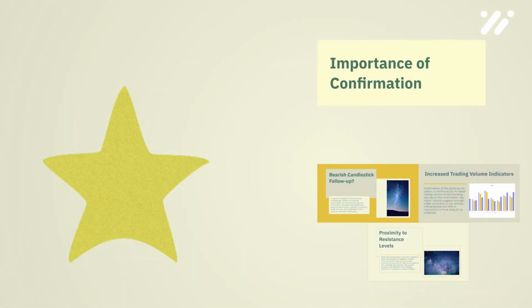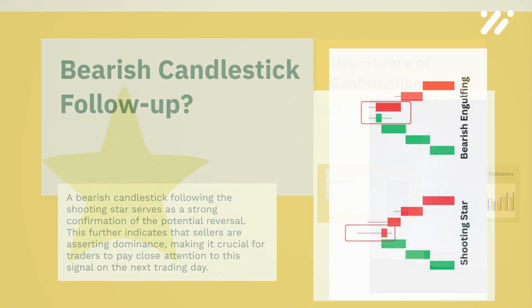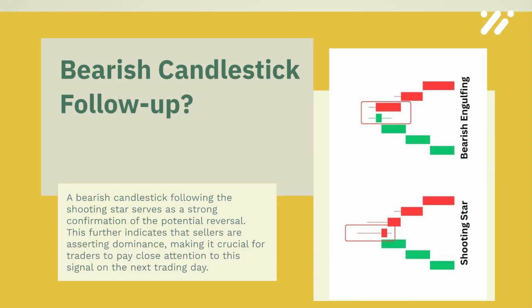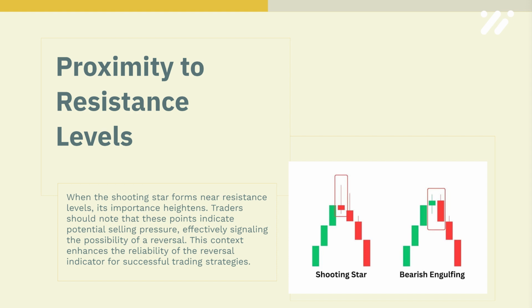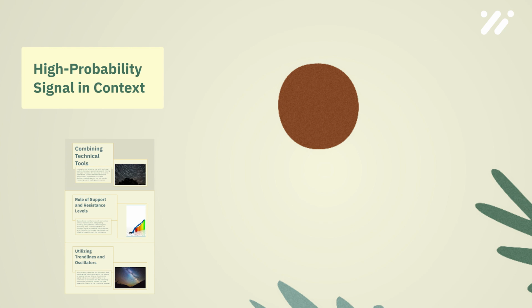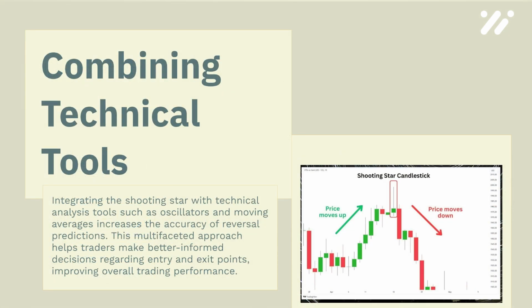Third, confirmation is key. The shooting star should be followed by confirmation such as a bearish candlestick in the next session, increased trading volume on the shooting star day or the confirmation day, proximity to a resistance level or overbought indicators like RSI. Fourth, high probability signal in context. When combined with other technical tools, for example support and resistance levels, trend lines or oscillators, the shooting star becomes a reliable indicator of a potential reversal. Are we following?